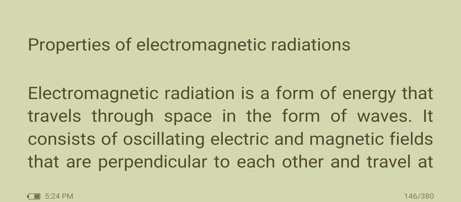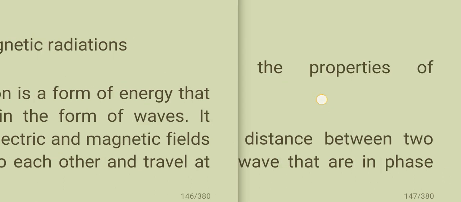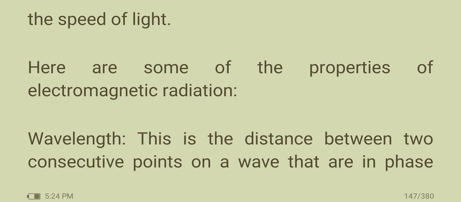Properties of electromagnetic radiation. Electromagnetic radiation is a form of energy that travels through space in the form of waves. It consists of oscillating electric and magnetic fields that are perpendicular to each other and travel at the speed of light. Here are some of the properties of electromagnetic radiation.